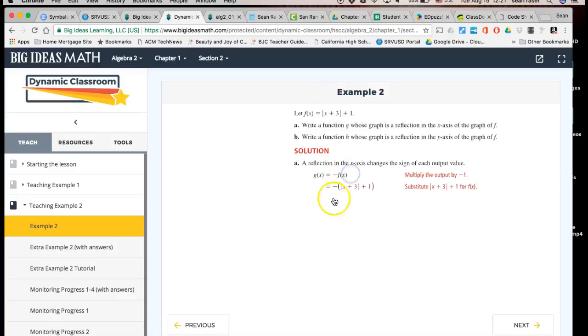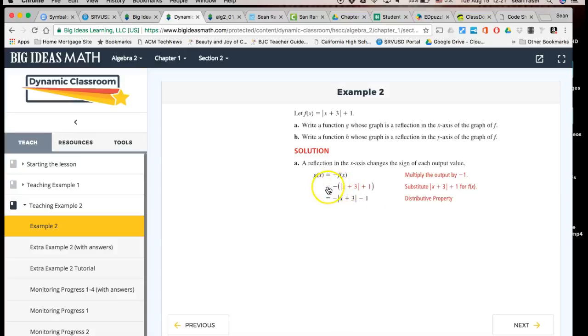Now, what's really helpful here, before you start applying signs to everything, is to take this statement right here and just replace f of x with your entire function. Now put it in parentheses because we don't want to apply this negative yet. So we know we're making this entire function negative.